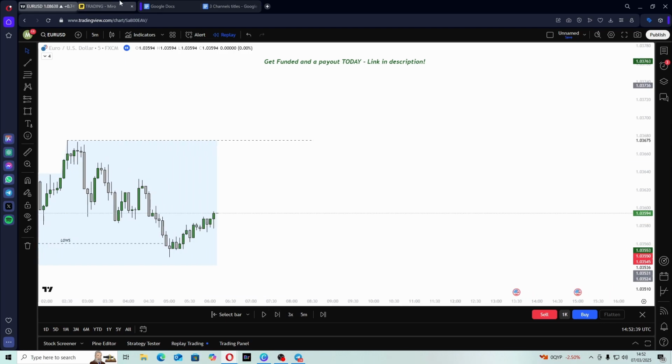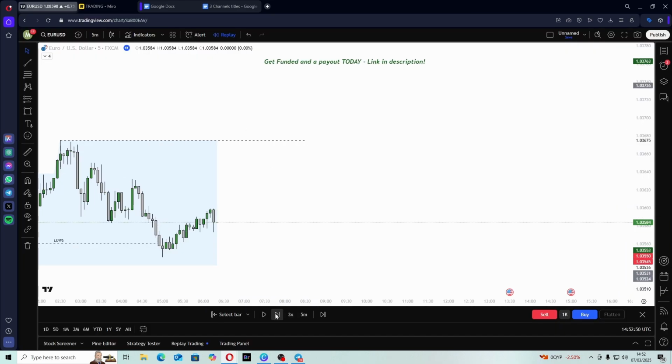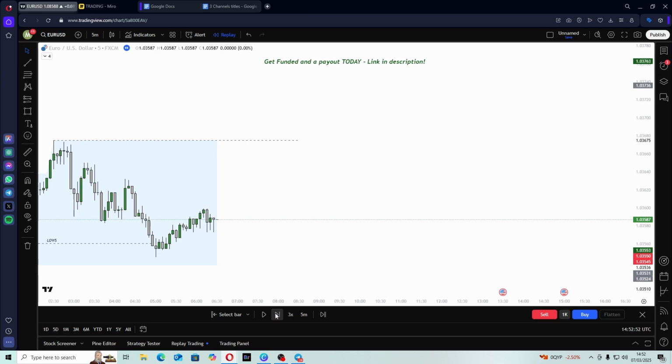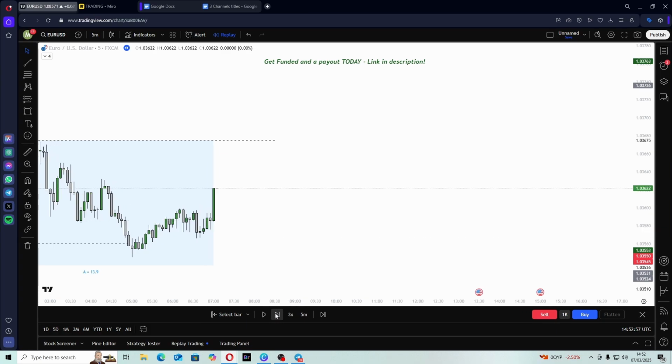So we need an engulfing candlestick, like it says here, find a break of structure where fractional highs/lows have been swept, and we can reinforce this with a market structure shift with an engulfing candlestick if possible, right? So if we get that engulfing candlestick, the trade probability will go up so much, right? I'm gonna keep playing price forward until we get that, and there we go.